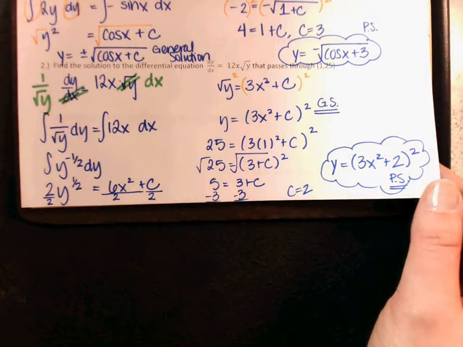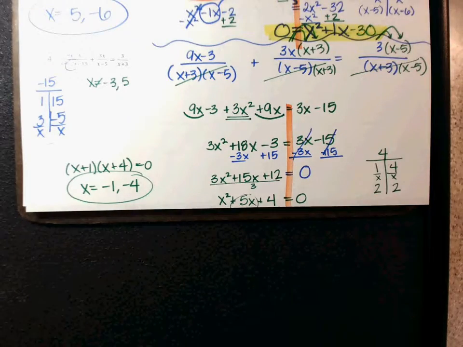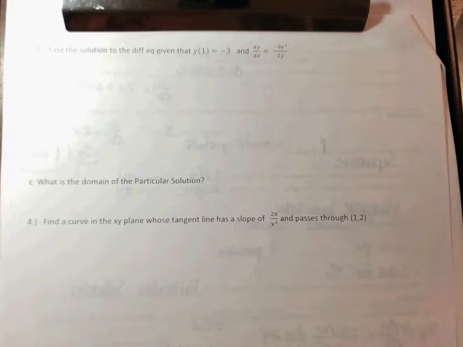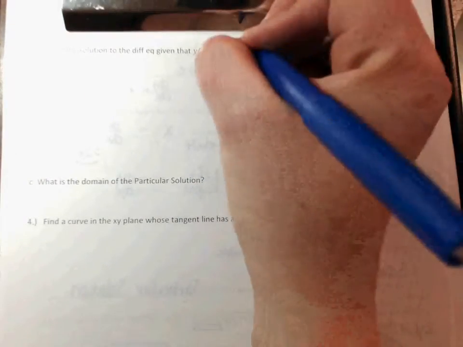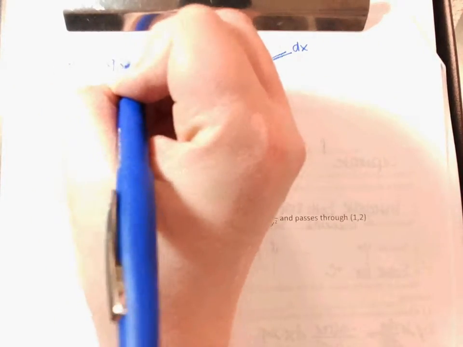Okay, ready to turn the page? Good? So your C on that one came out to be 2. Let's just do number 3. Take a look at it. Separate it first. When I separate, where is the 2y going to end up? On top. So 2y is going to be over here, and then where is the dx going to end up? On top. So now I have 2y dy equals negative 9x squared dx.